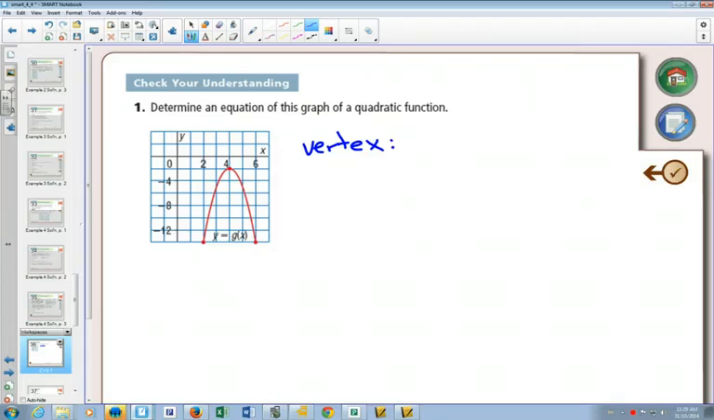4 and -2. Good eye. 4 and -2, because it's going down by 2's.